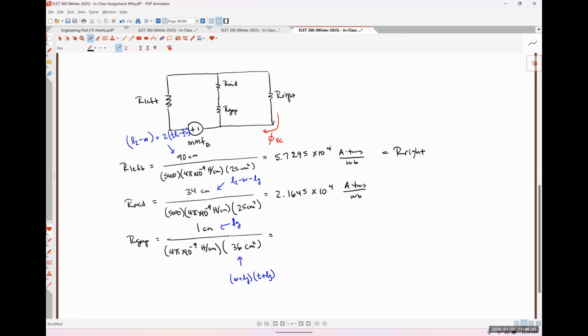So 1 over 4 pi times 10 to the minus 9 times 36 gives me 2.21049 times 10 to the 6 amp turns per Weber.